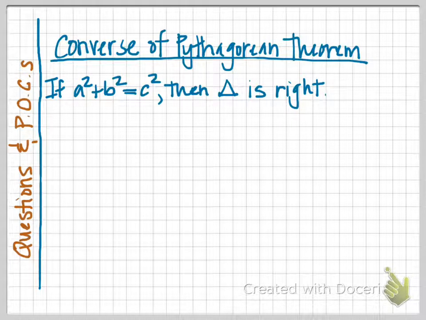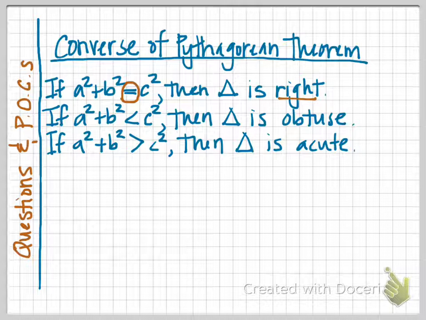The converse of anything is when you switch the hypothesis with the conclusion. So our Pythagorean theorem stated that if a triangle is a right triangle, then a squared plus b squared equals c squared. The converse is if a squared plus b squared equals c squared, then the triangle is right. This seems to make sense. So if we know the value of A, B, and C, and we plug it into the Pythagorean theorem, and a squared plus b squared actually equals c squared, then that means the triangle is right. This makes sense.